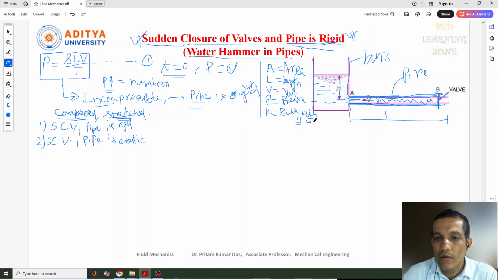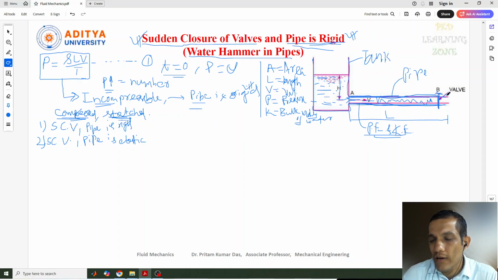Water. Okay, now these are the terminology I have considered here. So let's start the derivation for this. Now, when the valve is suddenly closed, actually, when the fluid is flowing from the tank to the pipe, we have pressure energy and kinetic energy.